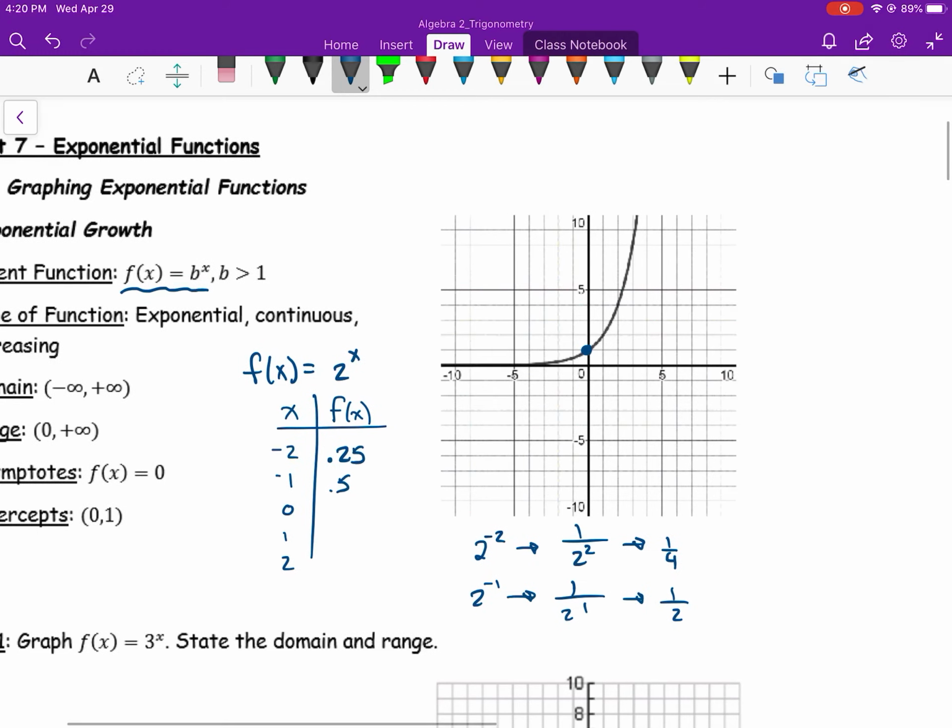And then we have 2 to the 0. Anything to the 0 is 1. It's nice and easy. 2 to the first power is 2. 2 squared is 4.